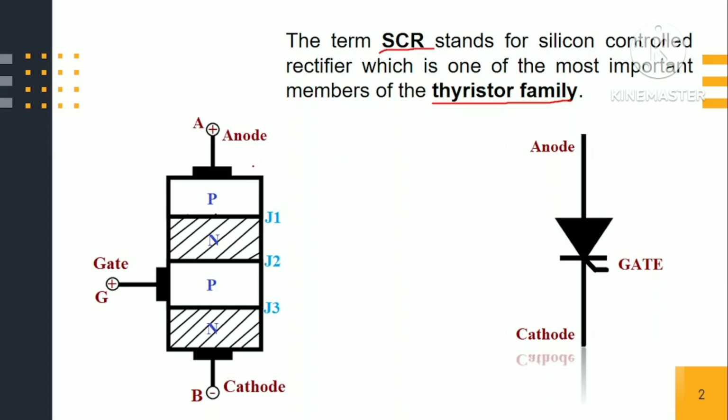So SCR is a 4-layer, 3-junction device. If you see here, we have 4 layers, PNPN, and we have 3 junctions J1, J2 and J3. And we have 3 terminals: anode, cathode and gate. This is the circuit symbol of SCR, with anode, cathode and gate.